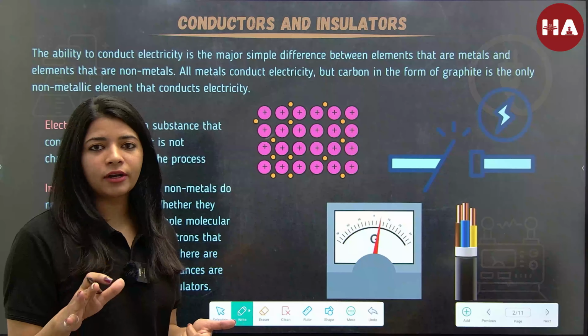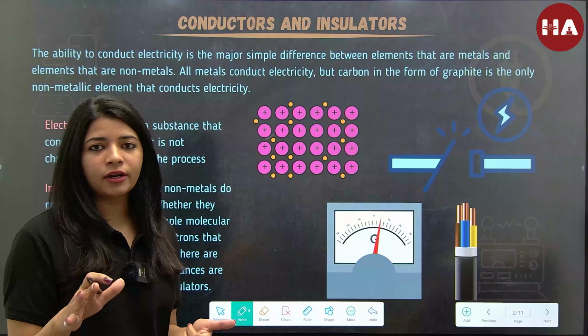So for electricity to be conducted, either there should be free electrons or free moving ions. One of the two should be present to conduct electricity. Now you can take a minute here, pause the video and note down the important points. Now let's move on to the next topic.